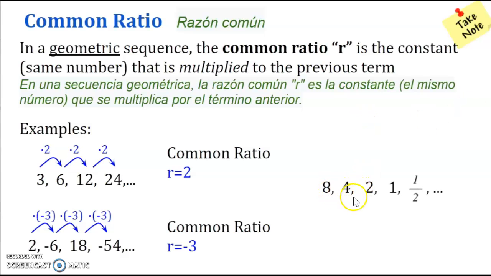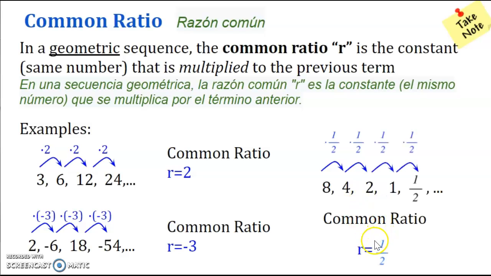What about this? Okay, 8, 4, 2, 1 half. What number am I multiplying to get to the next number? I'm actually multiplying by half. Multiplying by a half is same as dividing by 2. So it's 8 divided by 2, or 8 multiplied by half. 4 multiplied by half is 2, 2 multiplied by half is 1, and so on. So in this case, the common ratio is half.